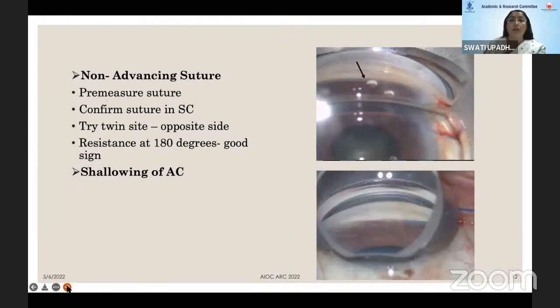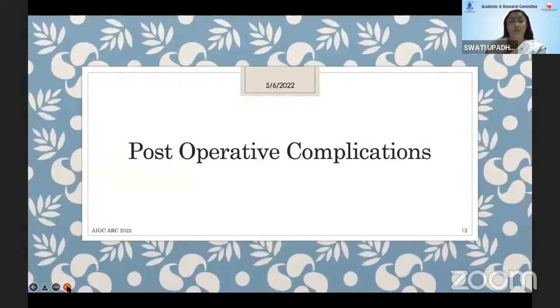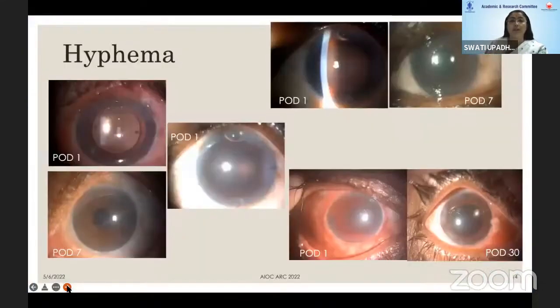What about shallowing of the anterior chamber while doing intraop GAT? Use high viscosity OVD, Healon GV or Orogel, as I told, so that the anterior chamber is well formed throughout the surgery, and do a gentle placement of the gonio lens. You should not have folds in the cornea. If you're pressing too much with your non-dominant hand onto the cornea, you will have Descemet's folds, the corneal folds. Now, what about the post-operative complications?